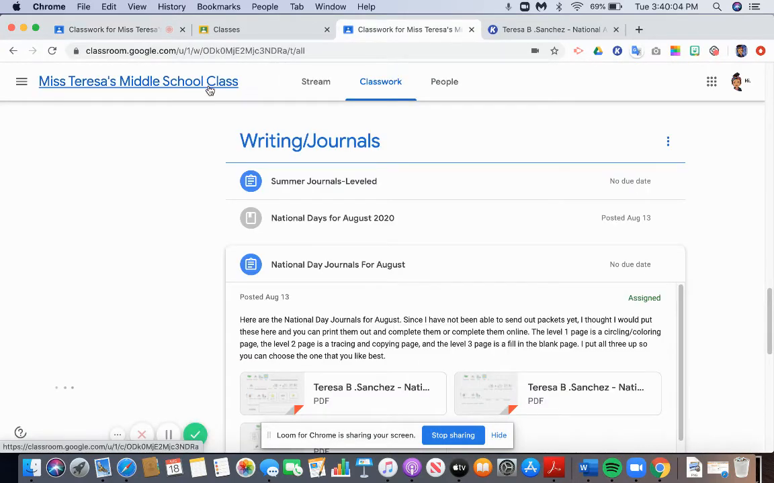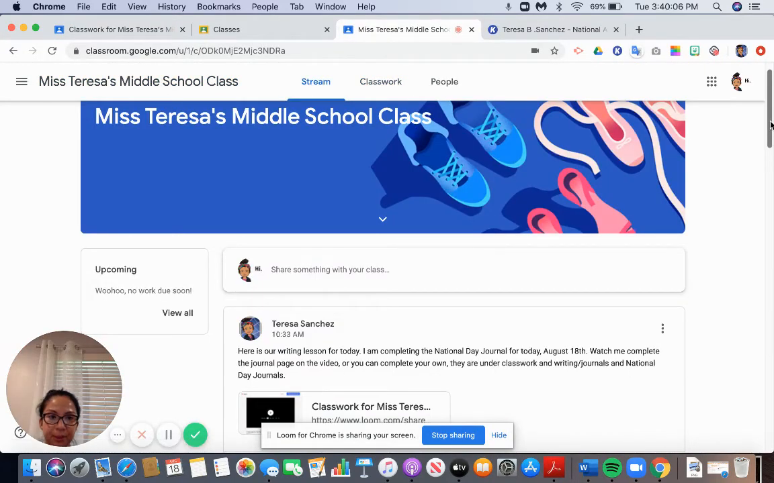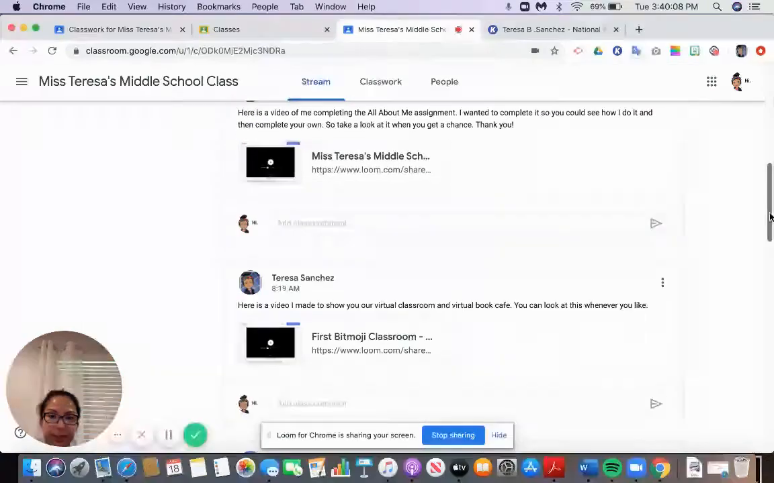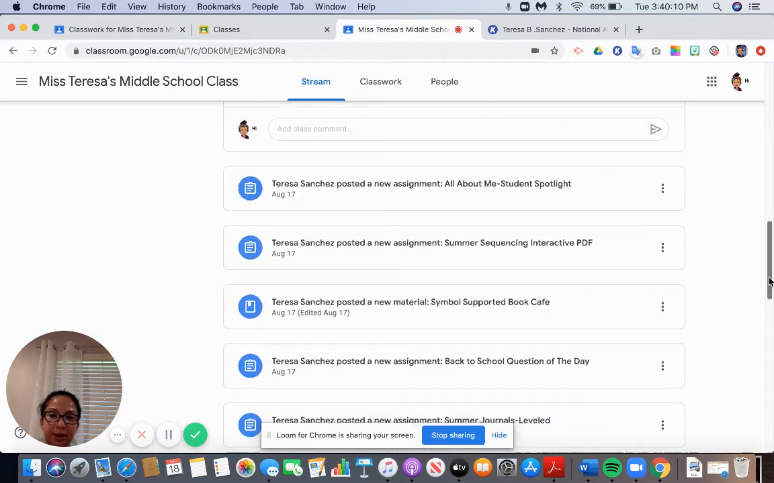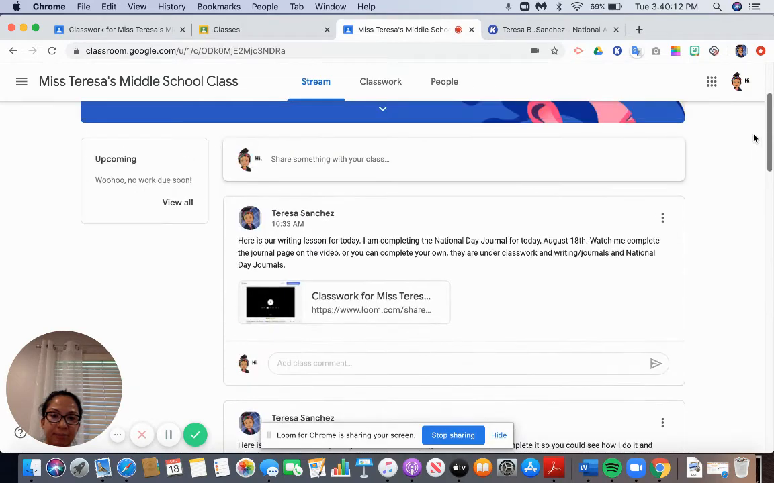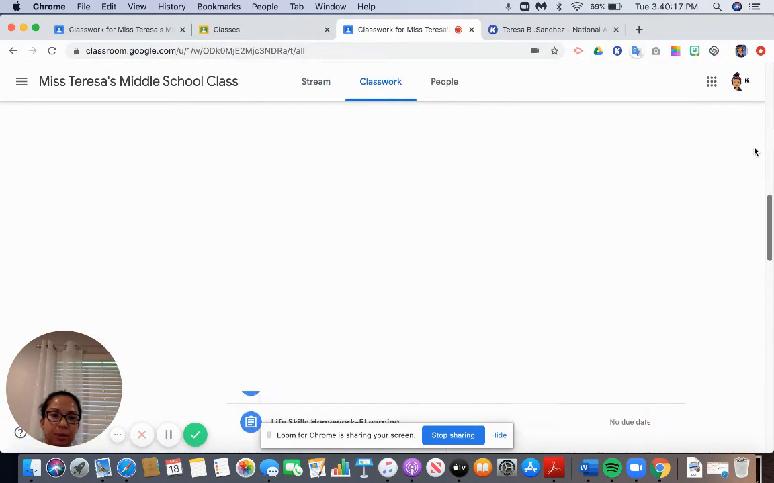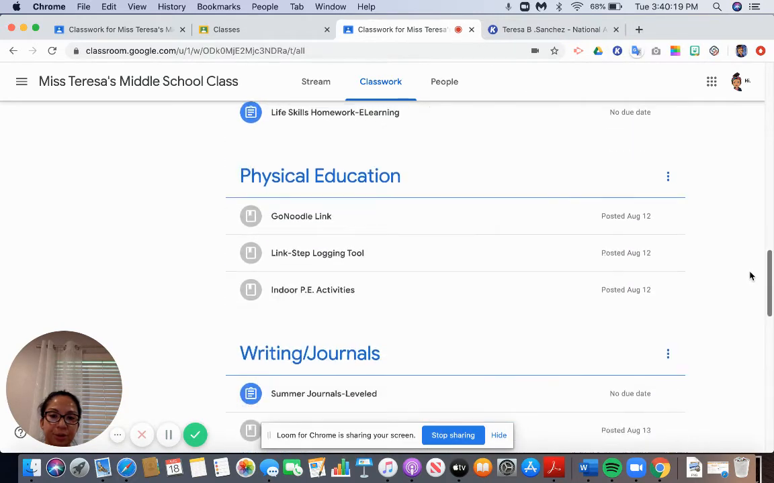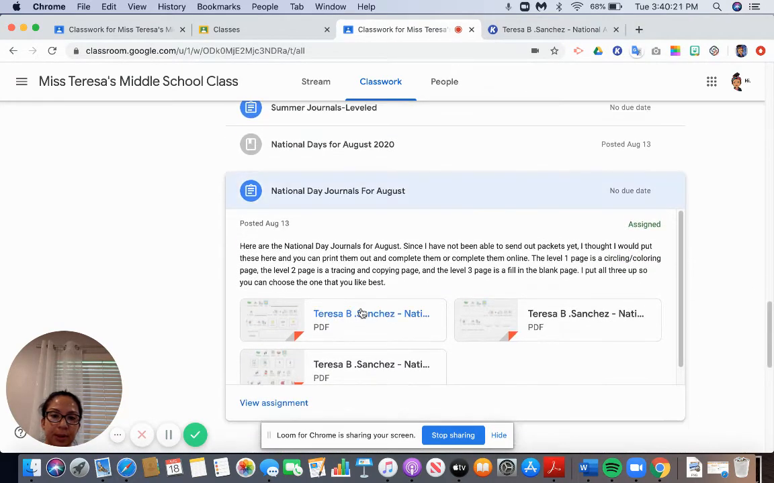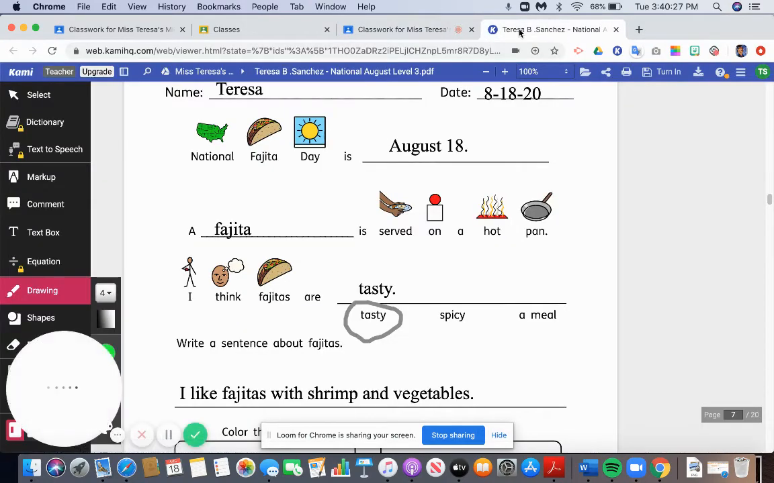Okay, so you go to your classroom. This is what your classroom looks like. All the announcements that I've made and things I've posted are there. And then you go to your classwork and scroll down until you find the journals. These are the journals, the different levels. I already have mine open because I had a little bit of trouble opening it earlier, so I just opened it.